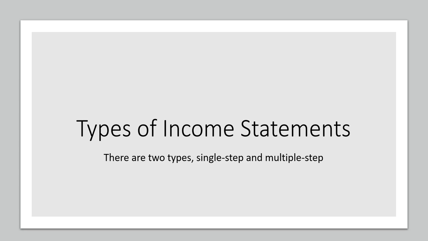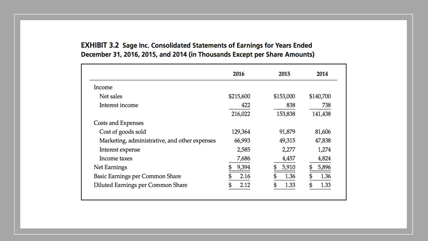So we have two basic formats for the income statement. There's a single step and the multiple step. The single step just means that we're going to calculate net income in one step, whereas with multiple step, it means we're going to calculate net income in multiple incremental steps. You'll see what I mean when we take a look at the examples from the book here.